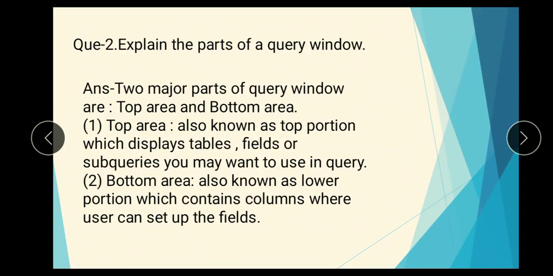Question number 2. Explain the parts of the query window. The two major parts of the query window are, meaning the query window has two types of areas: top area and bottom area.